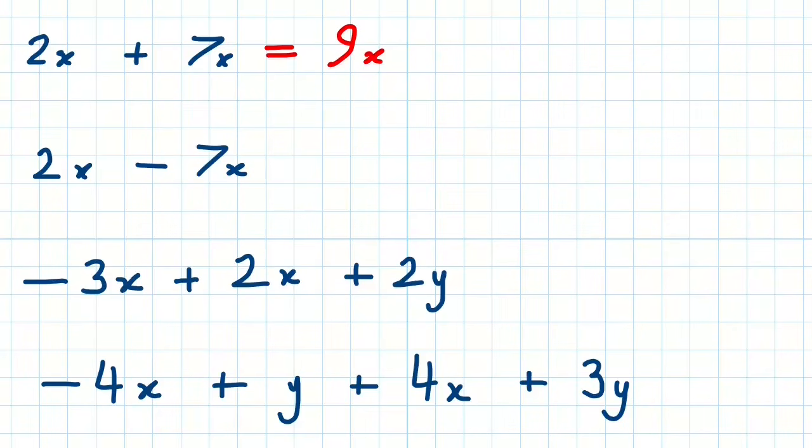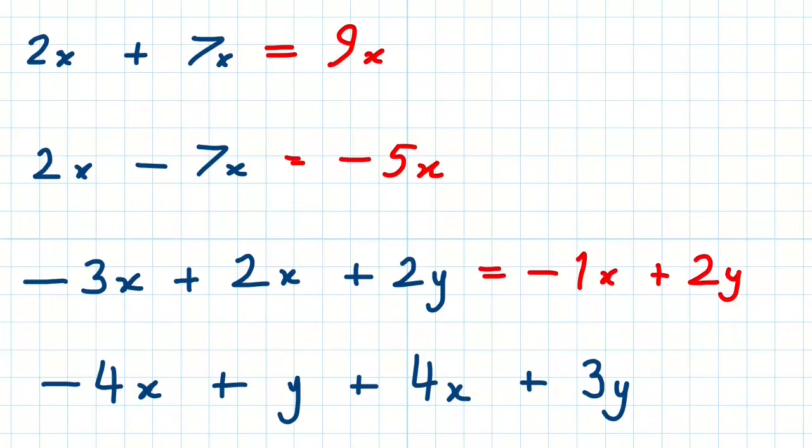Again, with 2x minus 7x, 2x and 7x are like terms. You have to be good at negative numbers. So 2 minus 7 is minus 5, 2x minus 7x is minus 5x. Coming on to the next one, we have to look for like terms. Minus 3x and 2x are both x terms. So we can combine those into minus 1x. Minus 3 plus 2 is minus 1.